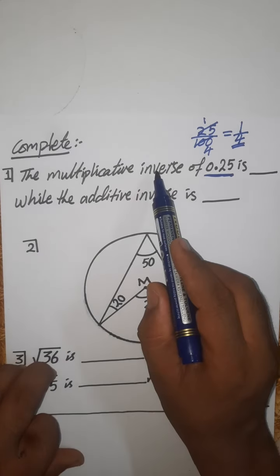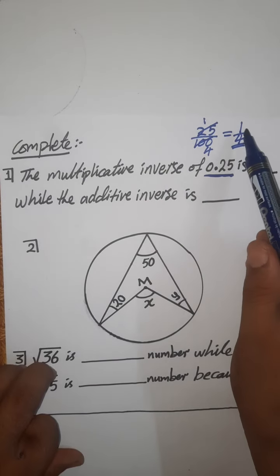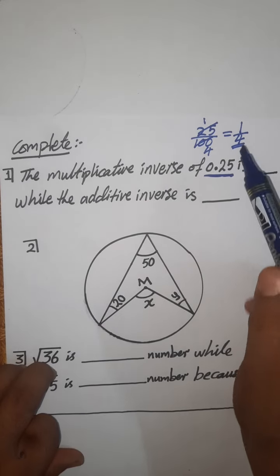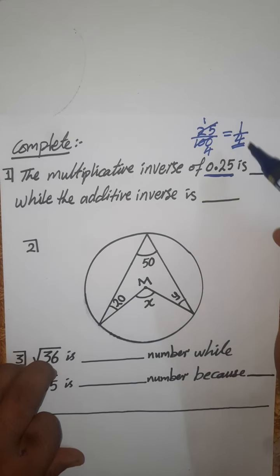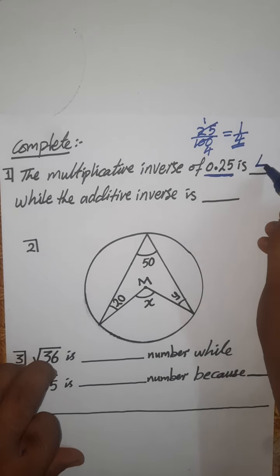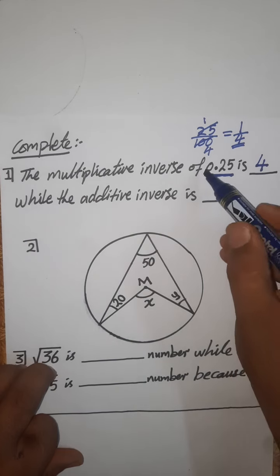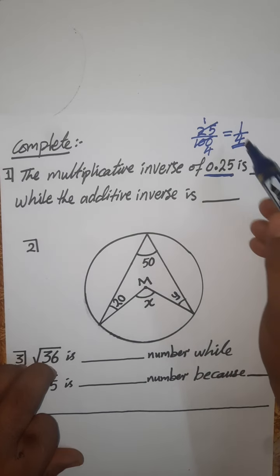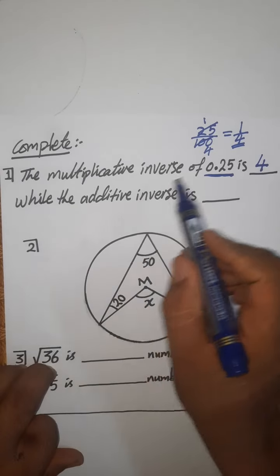So the multiplicative inverse of 0.25 is the multiplicative inverse of 1 over 4. What's the multiplicative inverse of 1 over 4? Since the number is positive, it remains positive. 1 over 4 becomes 4 over 1, which is just 4. This is how to find the multiplicative inverse. Keep and switch. Keep the same sign. The sign is positive, it remains positive. 1 over 4 becomes 4 over 1, which is 4. This is the multiplicative inverse.